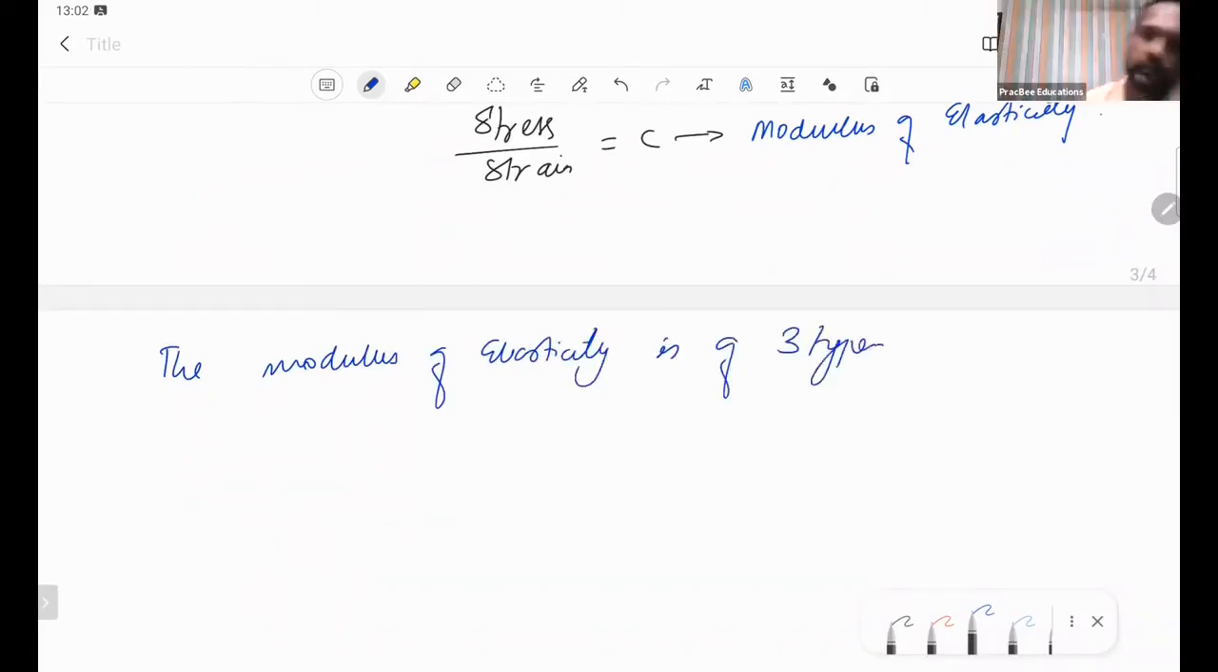ये 3 तरीके का होता है. क्यों 3 तरीके का होता है? क्योंकि स्ट्रेस 3 तरीके का होता है, स्ट्रेन 3 तरीके का होता है, तो स्ट्रेस बाय स्ट्रेन का रेशियो भी 3 तरीके का होगा. कौन कौन से वो 3 तरीके हैं?